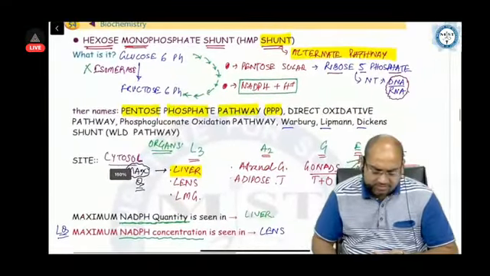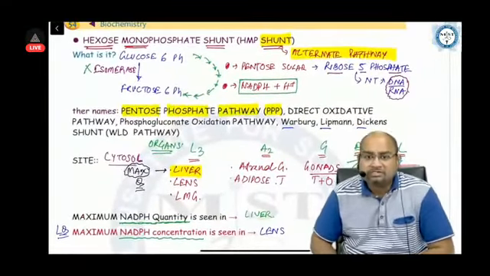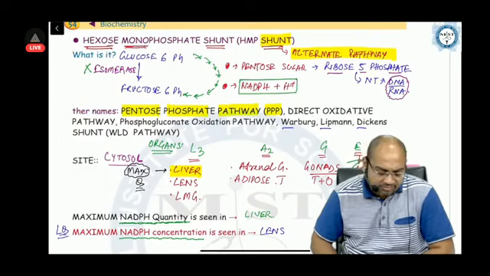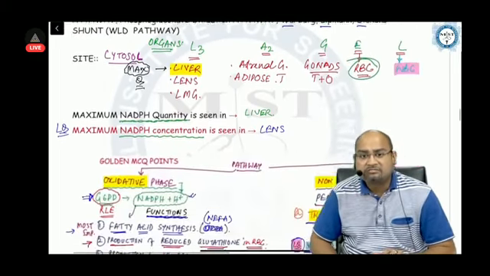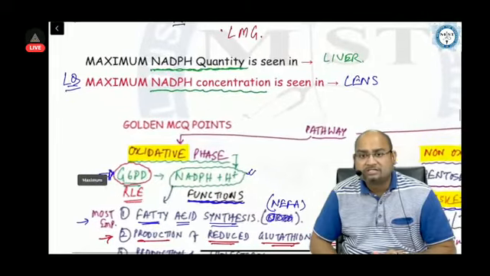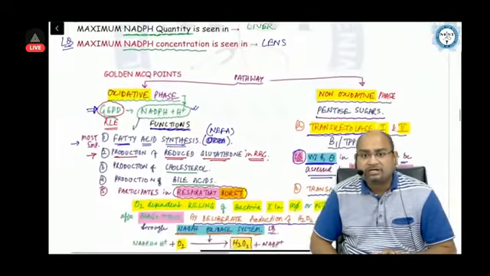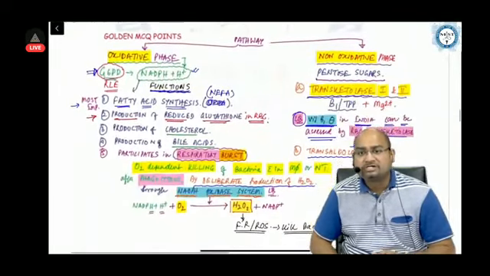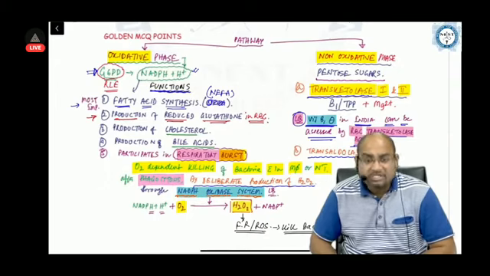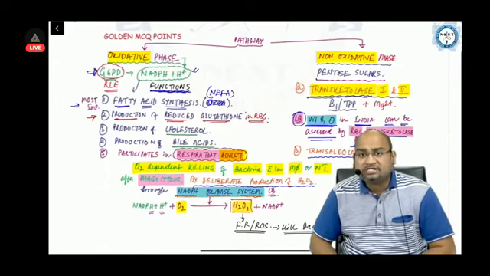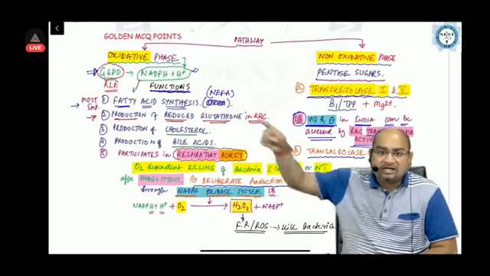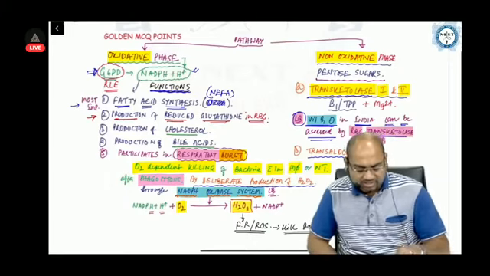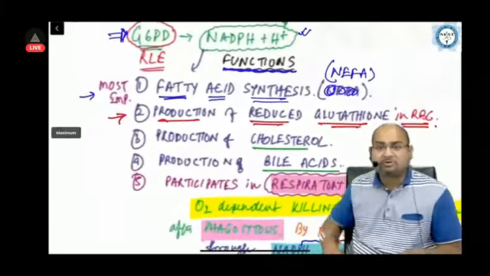Coming to the HMP shunt, the alternate pathway to glycolysis. We know it produces two major compounds, pentose sugars and NADPH plus H plus. Maximum NADPH concentration is seen in the lens. The pathway can be divided into two phases, oxidative and non-oxidative. The oxidative phase involves G6PD, which is the rate limiting enzyme of the HMP shunt, and NADPH is produced here. This NADPH plus H plus has 5 important functions.